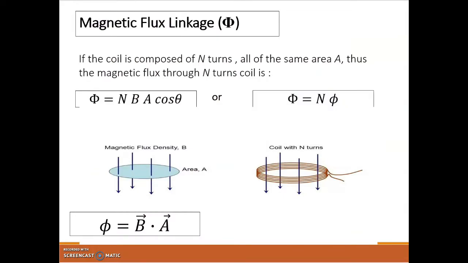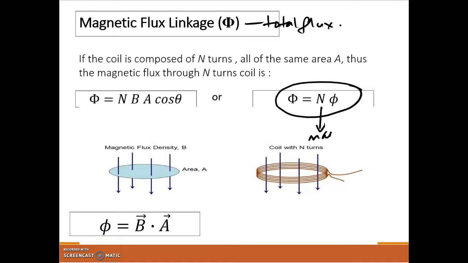Instead of magnetic flux, we have magnetic flux linkage. It is also known as total flux. The relationship between the magnetic flux linkage and the magnetic flux is: the total flux is equal to N phi. The important thing that you have to know is N. This N is the number of turns, and phi is the magnetic flux through each turn.